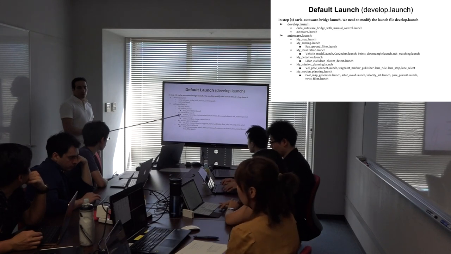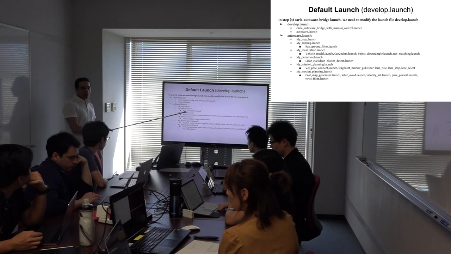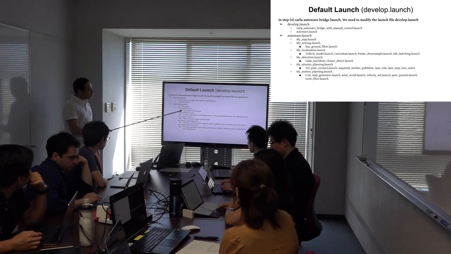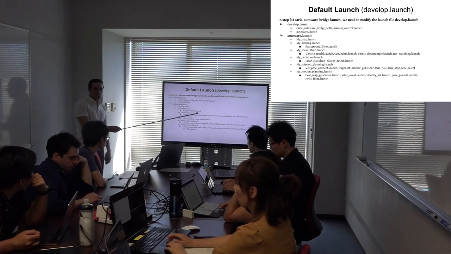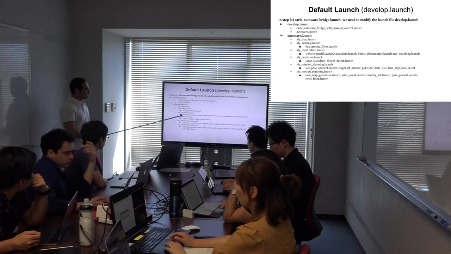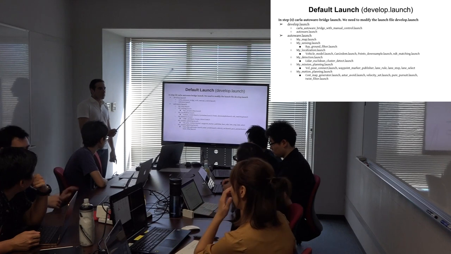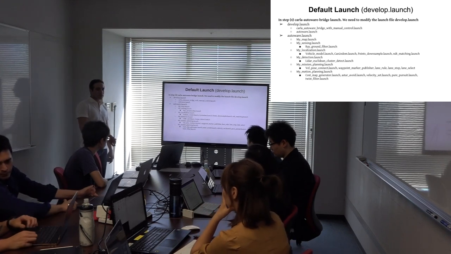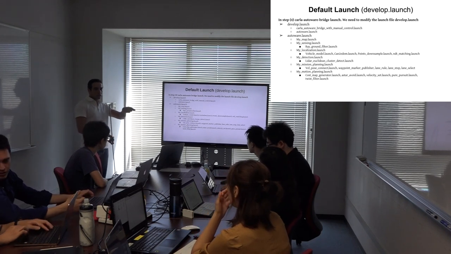So the second one is sensing. We need to set up the sensing for Autoware. So there is one node called ray ground filter, which filters the LiDAR data into ground and non-ground.